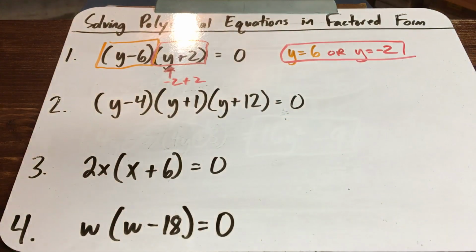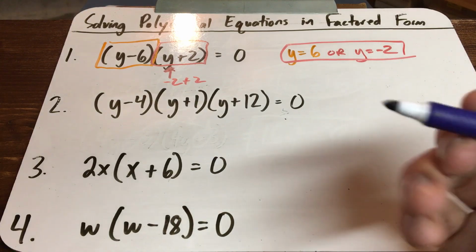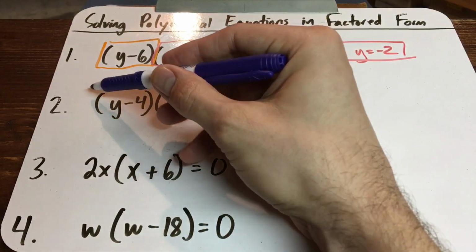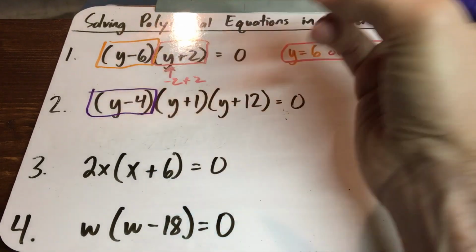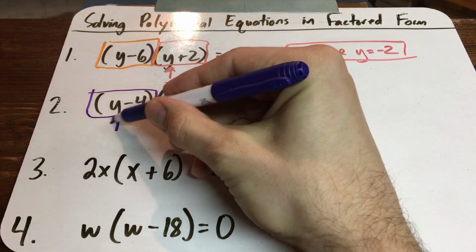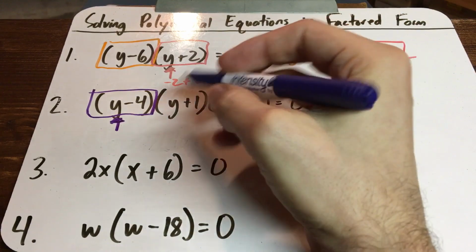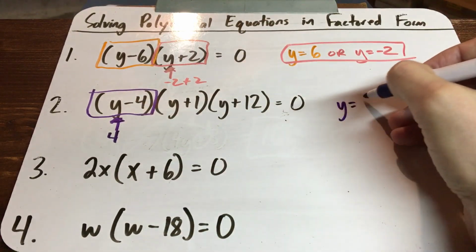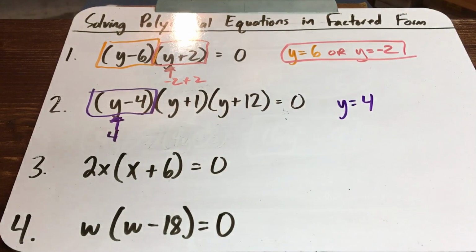Okay, on number 2, I tried to make it a little bit tricky by giving you 3 parentheses. Should that really change the way we do these? No, it's the same idea, right? It's the same concept. In the first parentheses, what number would you plug in right here to make it equal 0? That looks like 4, right? 4 minus 4 would equal 0. So one of the answers is 4. But we have 3 answers on this question, don't we?